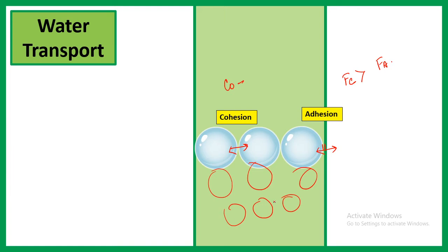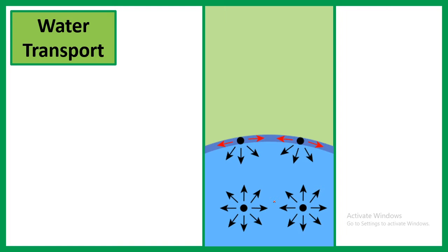So now since we have understood the idea of adhesion forces and cohesion forces, now we will move on to the third idea that is required for transpirational pull. That is your water transport via surface tension. So surface tension is the third component required for transpirational pull.